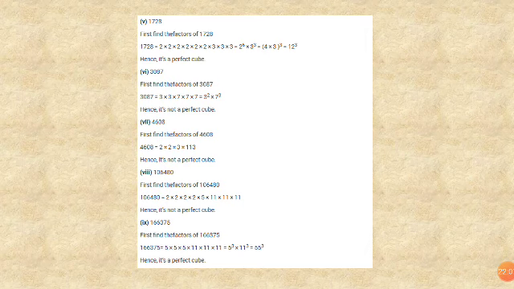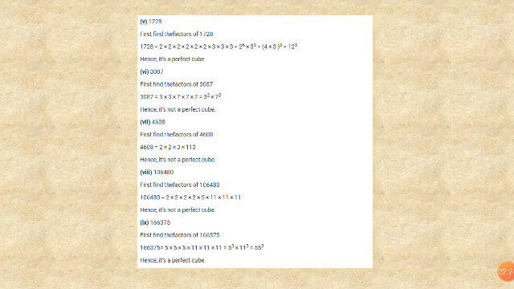First find the factors of 3087. Take the prime factorization method: 3 into 3 into 7 into 7 into 7. So 3 square into 7 cube. It is not a perfect cube.